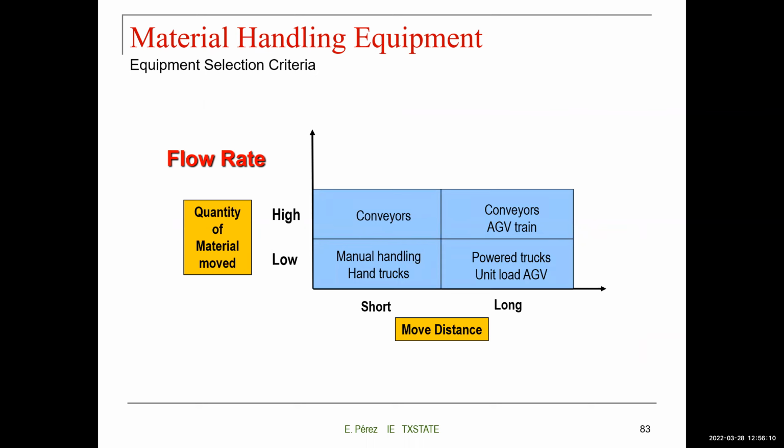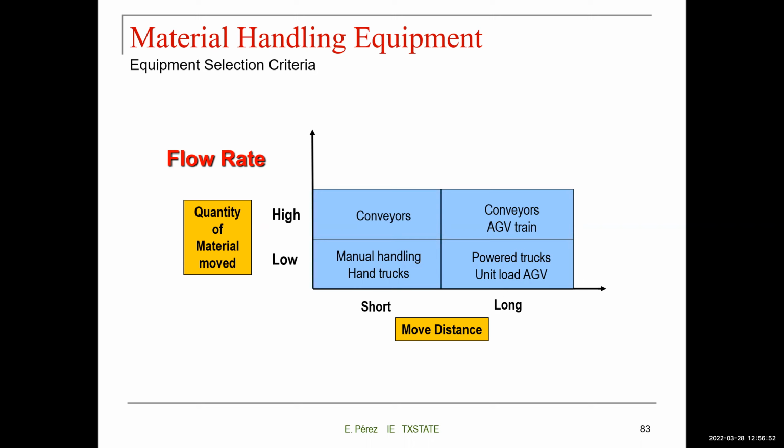Here are some guidelines for deciding on the transportation method. Again, we have the flow rate on the y-axis. This is the quantity of material to be moved. And then on the x-axis, we have the move distance. So how far you need to go with this product, if it's a short distance or a long distance. And you can see that I have two differentiators per axis, high and low in terms of the quantity of material to be moved, and the distance, short or long.